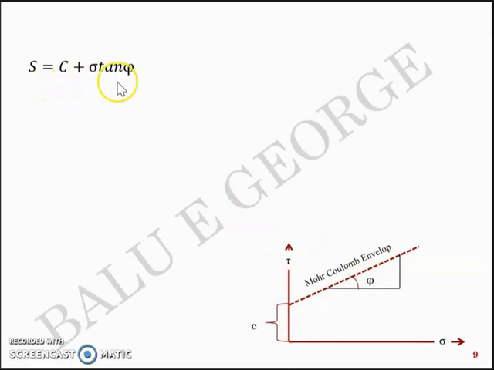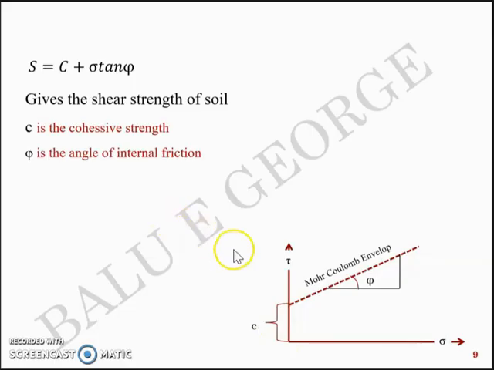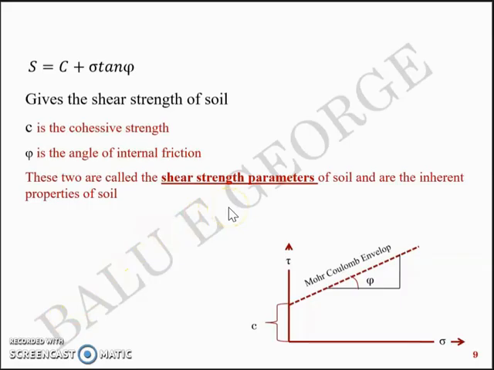S equal to C plus sigma tan phi is a very important equation, and it gives the shear strength of soil. C, the intercept, is the cohesive strength, and phi, the angle of internal friction, is the slope. These two terms, C and phi, are called the shear strength parameters of soil, and they are inherent properties of the soil. C is the cohesive strength, which represents the adhesiveness of the soil, and phi is the angle of internal friction, which we determine from a few lab tests that are discussed subsequently in this chapter.